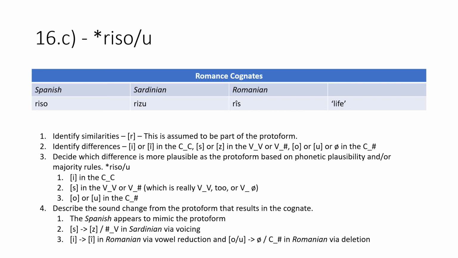So then we have to decide which difference is more plausible as the protoform based on phonetic plausibility and or majority rules. Once again, they've done it in a way where you can decide based on majority rules. It makes it easier because you're not yet linguists who are fully familiar with all of the articulatory processes and which are more likely and not more likely, or less likely, right? So we can see that we also know, for example, that in chapter 2, when we talked about vowel reduction, we noted it was an articulatory process that is a change away from the standard, right?